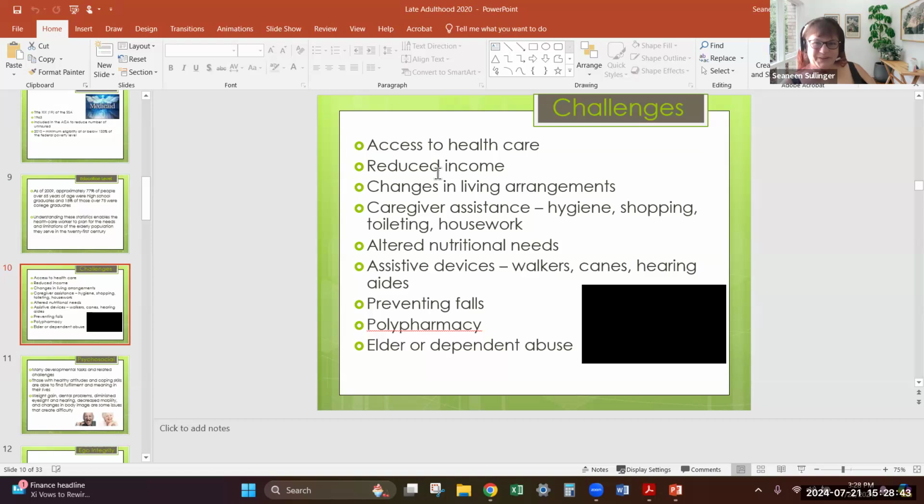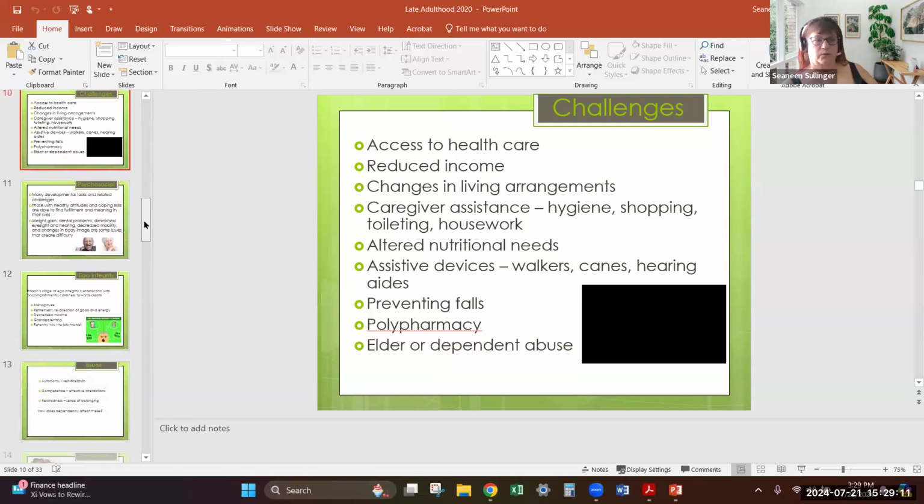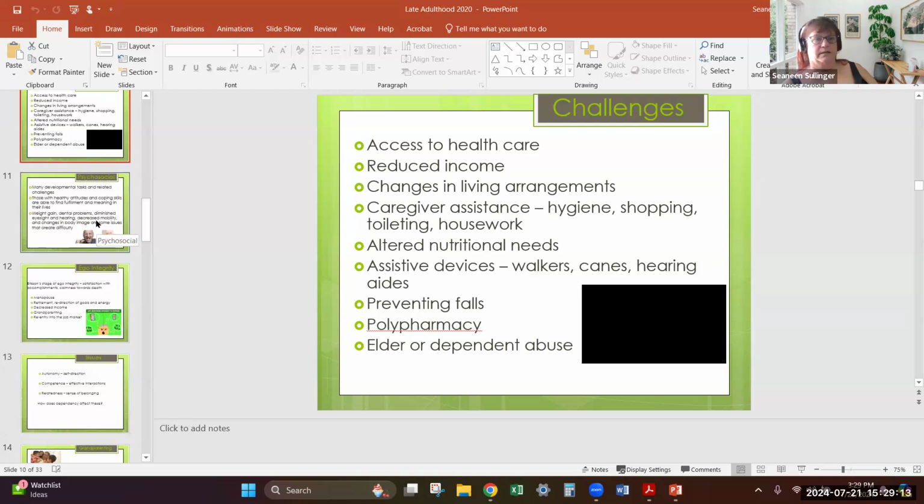Challenges, again, there come those social determinants of health, access to healthcare. What was their education level? What are their nutritional needs? Polypharmacy, so many different medications. And elder or dependent abuse. We talked about child abuse, but there's also elder abuse in terms of physical, emotional, financial is another thing, where the kids, grandkids, or other people will be taking money, and the older person doesn't even realize that that's happening.